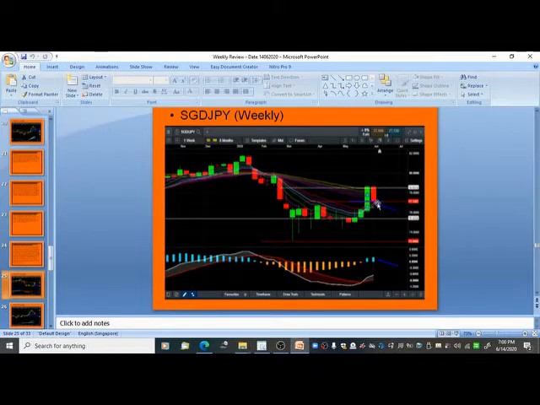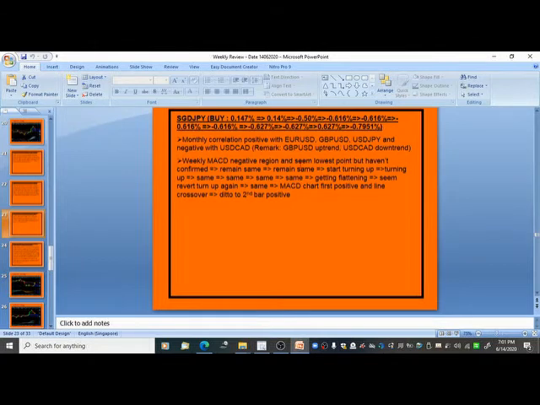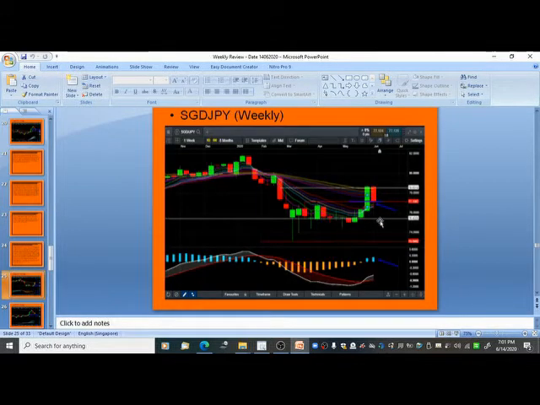Okay, then for the monthly correlations, the monthly correlation is the same as the previous. Alright, then okay, move on to the weekly MACD.